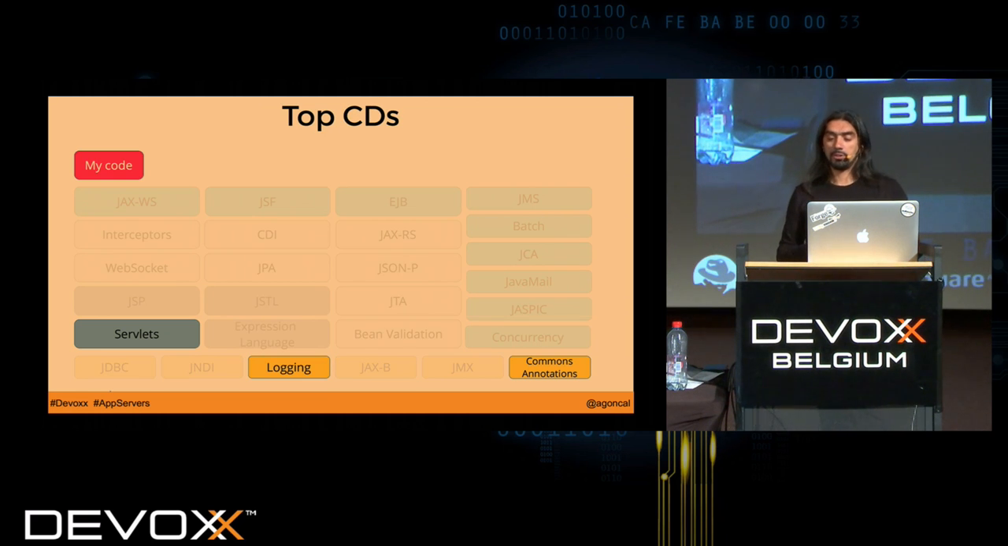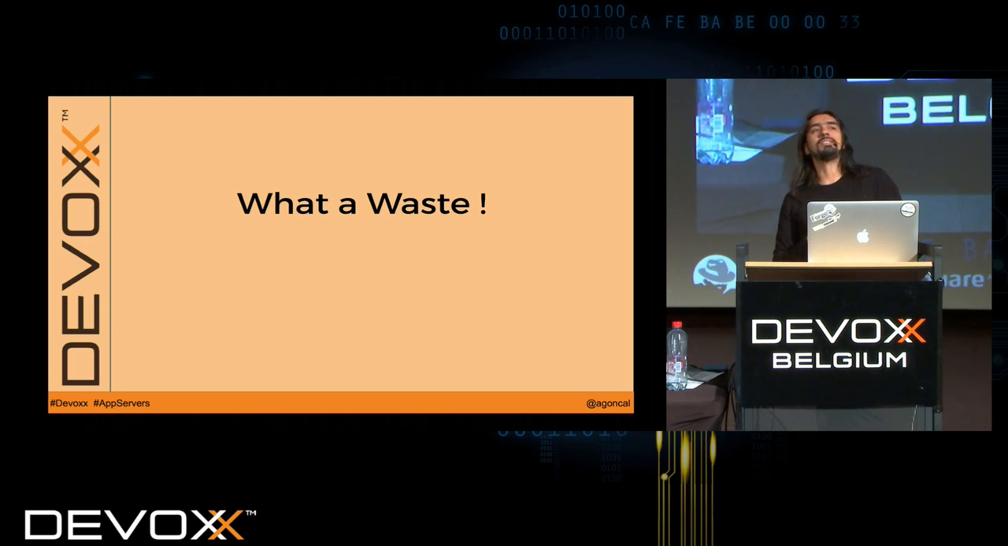Top CD. For top CD, I wanted to make the smallest possible thing ever, so it's just a servlet. The JSON is made by hand. There's no database, it's just a dumb list with random numbers. So top CDs is one servlet. What a waste, isn't it?